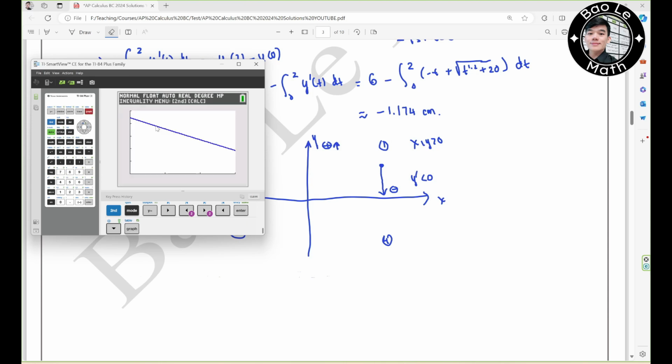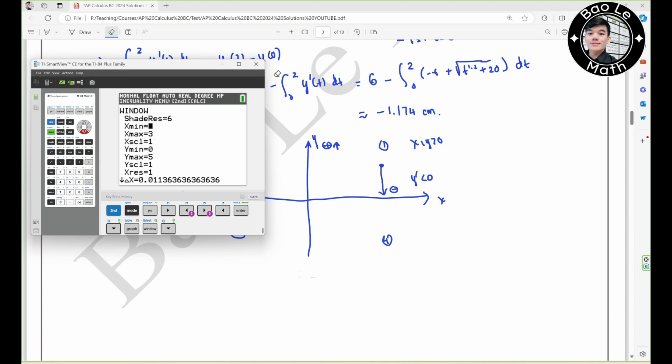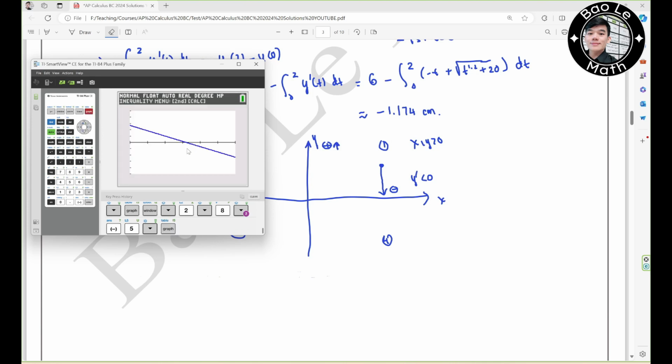Now the graph does not show up properly, so you need to adjust the window. The window range should be 2 to 8 because the domain given is 2 to 8, so it could be 2 and 8 right here. The scale should be 1, good. For y, you just put negative 5 and 5 right here. So you're going to hit graph, it's going to be right here.